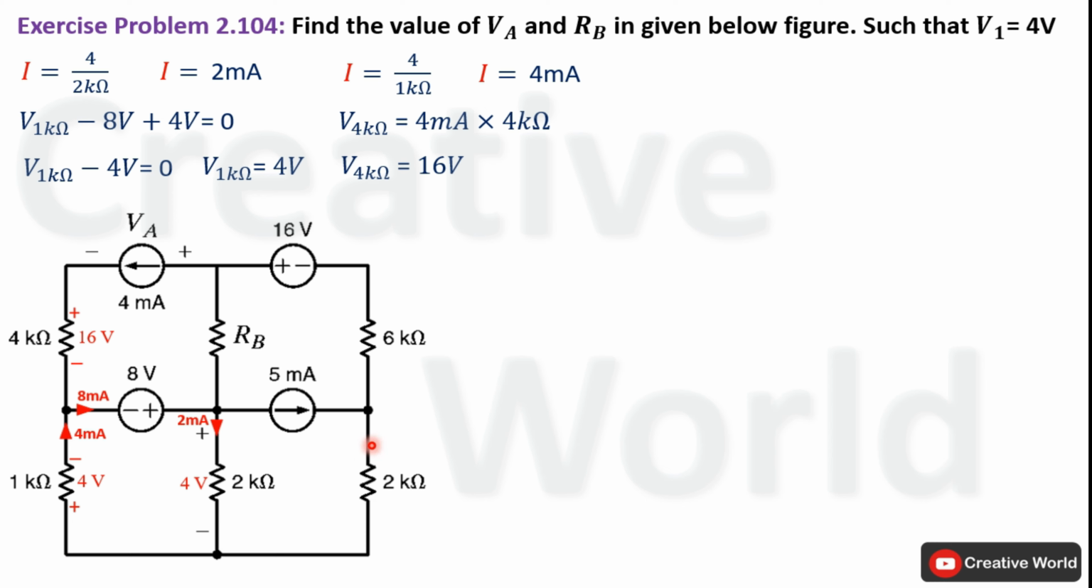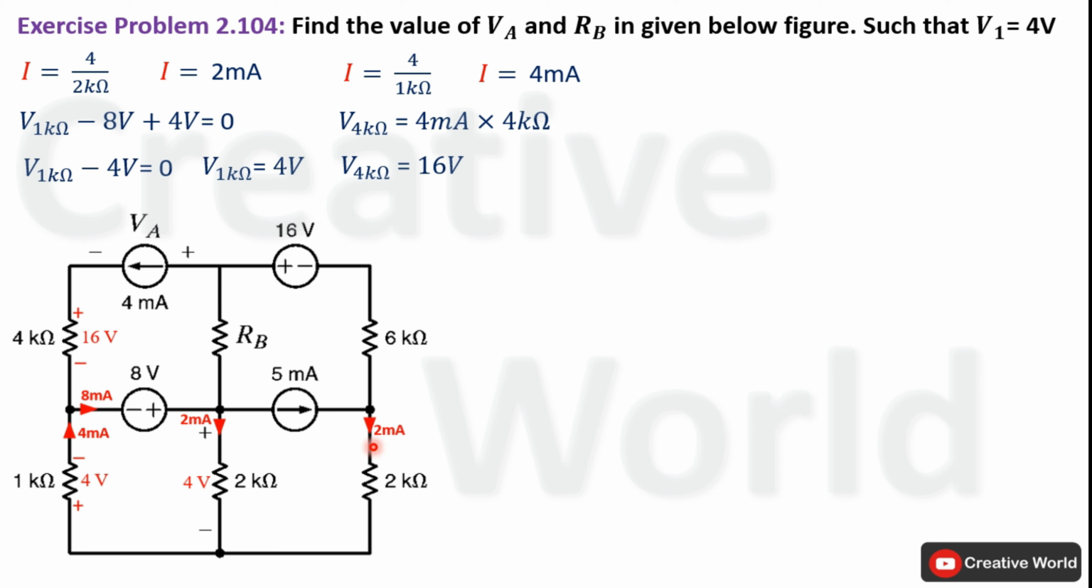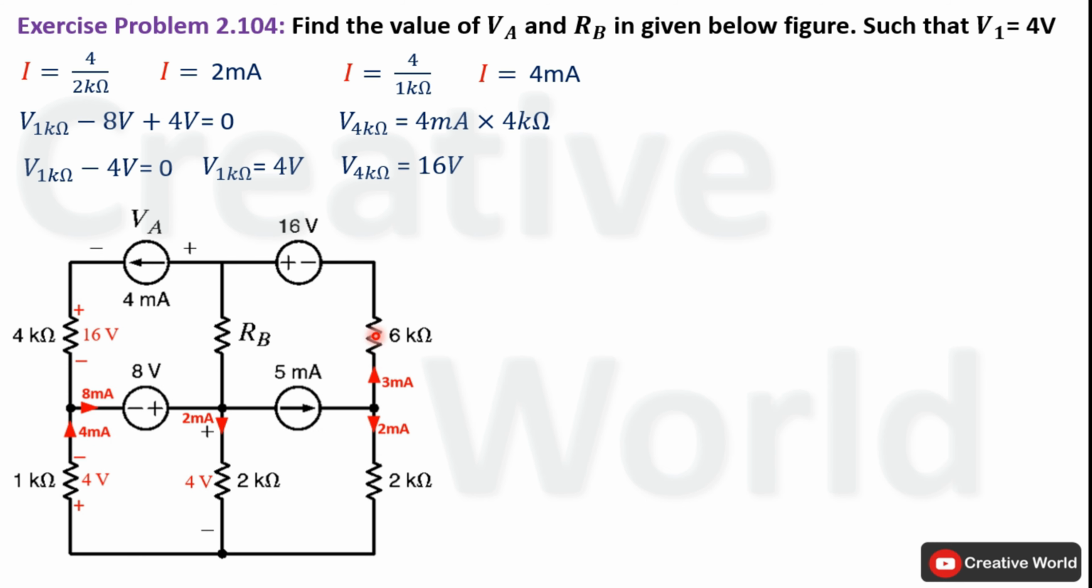So the value of current through this branch will be 2 milliampere and it will be entering towards this node in order to justify Kirchhoff's current law on this node. Now on this node 5 milliampere current is entering while 2 milliampere current is leaving. Remaining 3 milliampere current will leave through this branch in upward direction. Modify the network by indicating current through this branch.